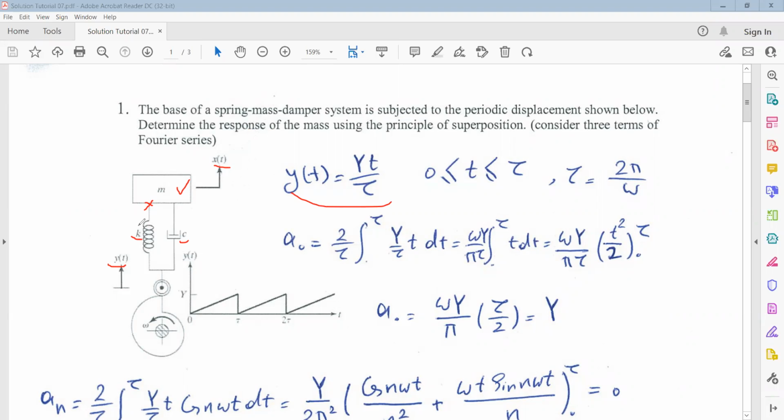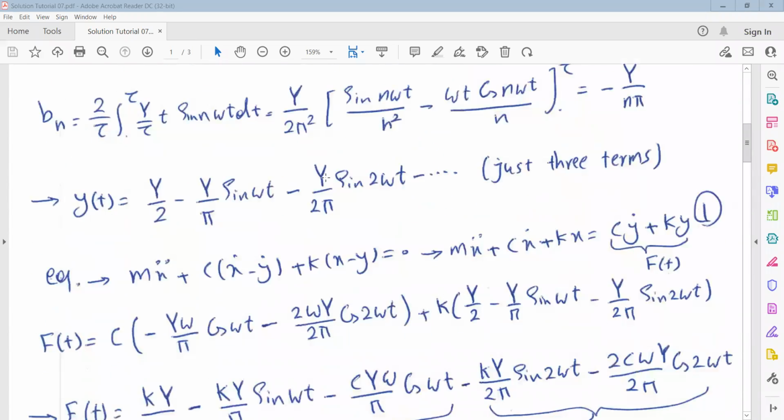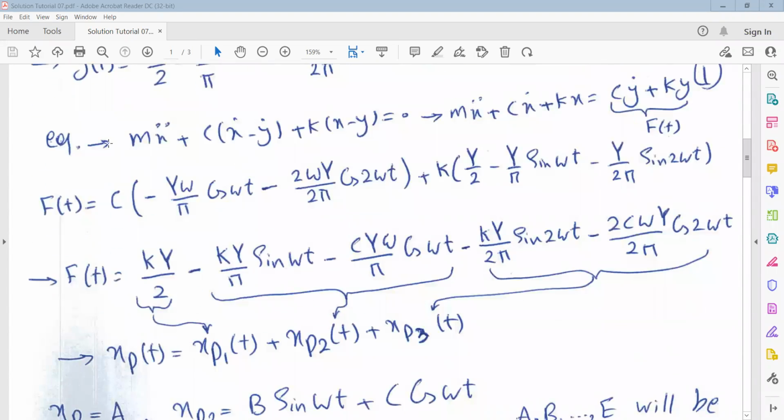Now the force in the spring is k times (x(t) minus y(t)), or y(t) minus x(t), according to the direction of your force. And the force in the damper is c times (x dot minus y dot), or y dot minus x dot. Again, it depends on the direction of your force. And finally, you can extract the equation of motion. The non-homogeneous term for this equation is c y dot plus k y.